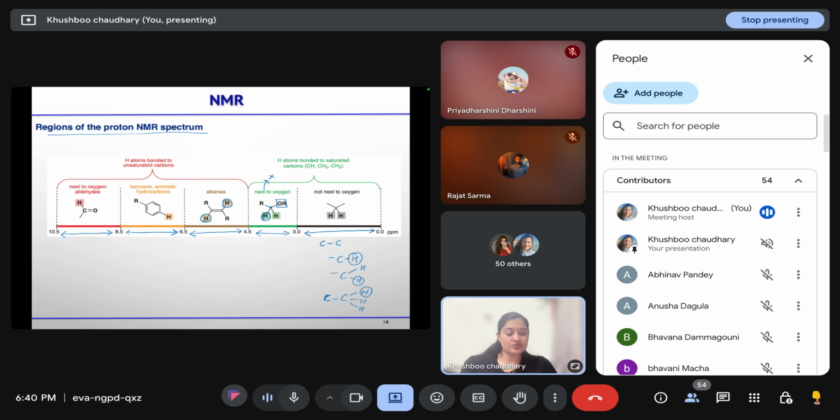So if it is attached to a saturated carbon, it is 0 to 3. If the carbon containing the proton is attached to a heteroatom, it comes in the region of 3 to 4.5. Then 4.5 to 6.5 for the alkenic region, 6.5 to 8.5 for the aryl region, and from 8.5 to 10.5 for aldehydes and carboxylic acids.